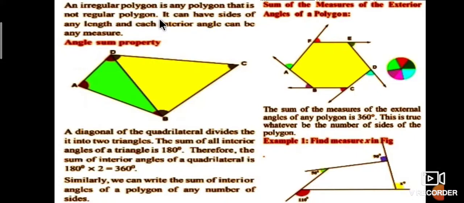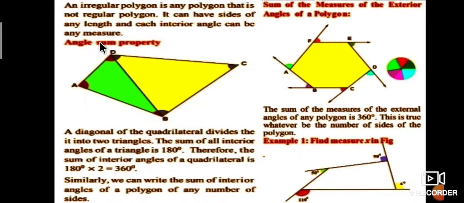It means having neither equiangular nor equilateral properties. Such polygons are called irregular polygons. An irregular polygon is a polygon that is not a regular polygon. It can have sides of any length and each interior angle can be of any measure.